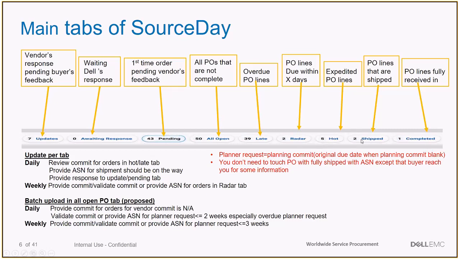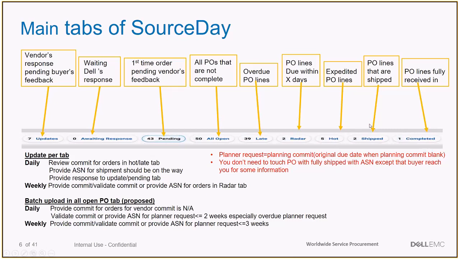And Shipped is when you ship out the goods by the due date, right? If you ship out and you input the ASN and the tracking number, then the status will change to Shipped. For Completed, you don't need to touch it. The reason is that when our warehouse receives the goods, the status will change to Complete and show in this tab. And it should keep at least 1 to 5 years of records. Okay, so these are the 9 main tabs.